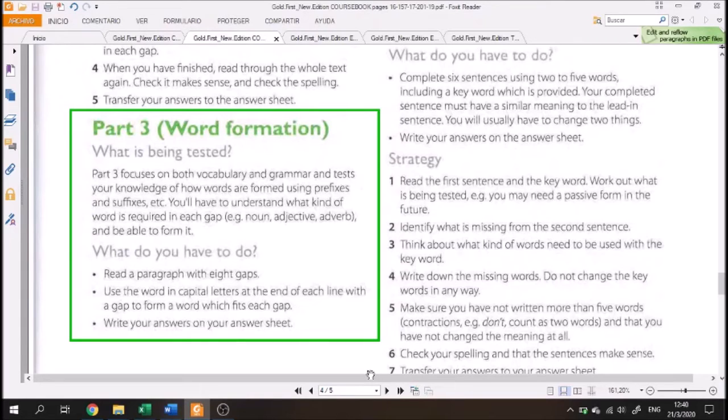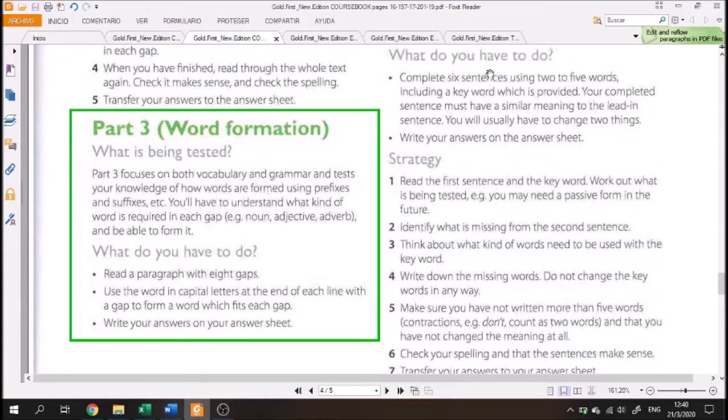Okay, you realize it's an adjective. Okay, but do you know that adjective form? Also, is it in the positive or in the negative? What do you have to do? Read a paragraph with 8 gaps. That's very important. First, read the paragraph. Meaning is essential here. Use the word in capital letters at the end of each line with a gap to form a word which fits each gap. Write your answers on your answer sheet.